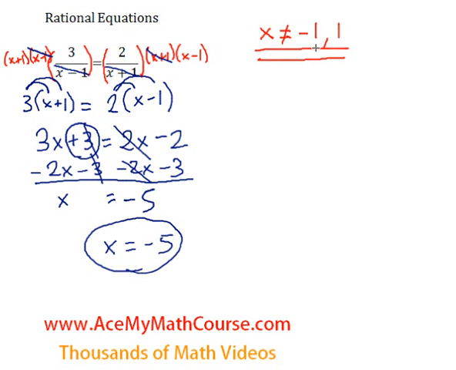Fantastic. And it does not conflict with our non-permissible values. But if we did get -1, we would have to reject it and say there are no answers. But this is our answer in this case. There's no conflict here between the answer and the non-permissible value. So x is -5. And that's it.